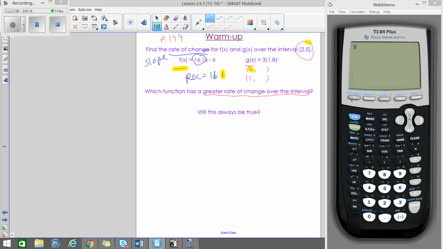What you're going to need is your graphing calculator. Go to y equals, type your function in, and then go second table, and that's where you're going to get your values. 9.72 is your value at 2, and then at 5 it is 56.68. So now you're going to find your slope: 9.72 minus 56.68 over 2 minus 5.